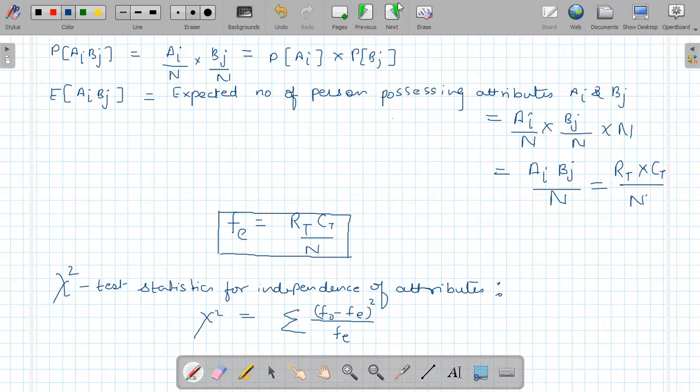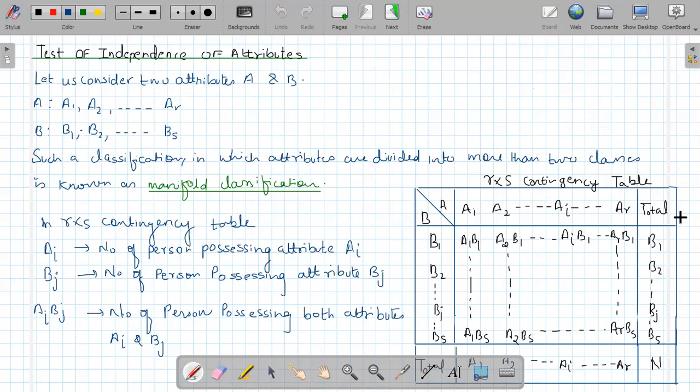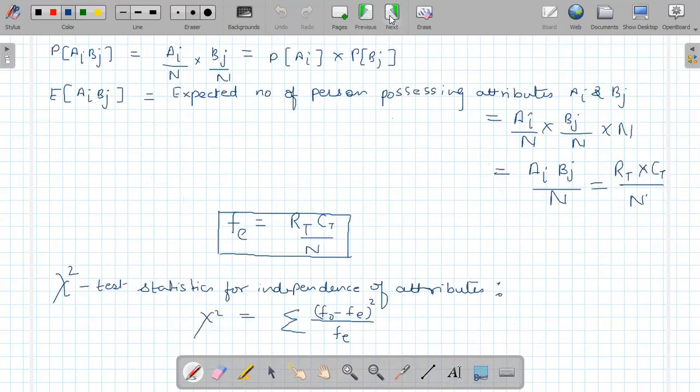So for any particular entry here, its expected frequency is given by the row total of that entry into column total divided by N. So that gives us the expected frequency of that pair.